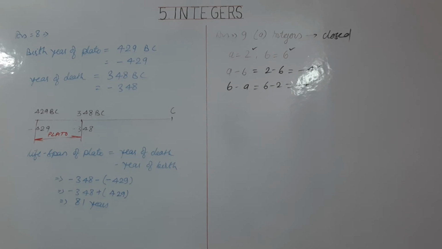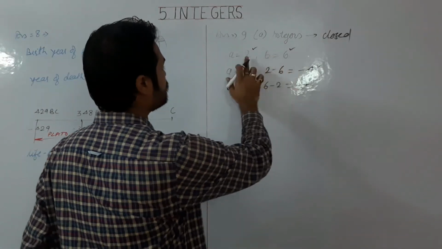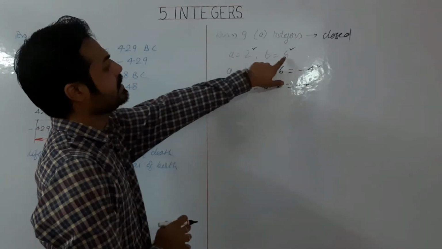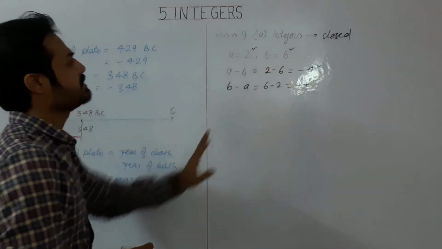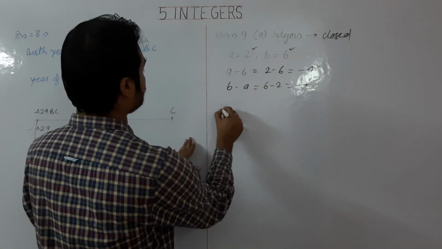Second, even integers. Okay, these two numbers are even. So 2 is an even number and 6 is also an even number. So we can say that yes, for even integers, the answer will be an even number. So even integers are also closed under subtraction.